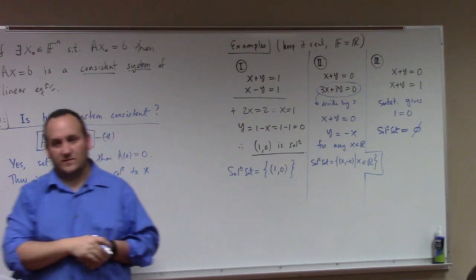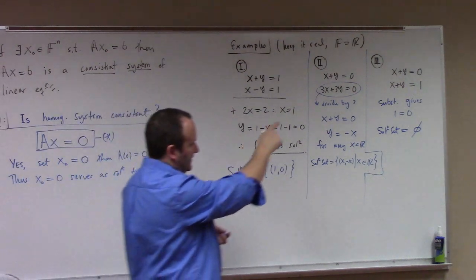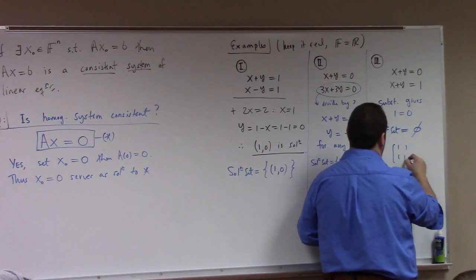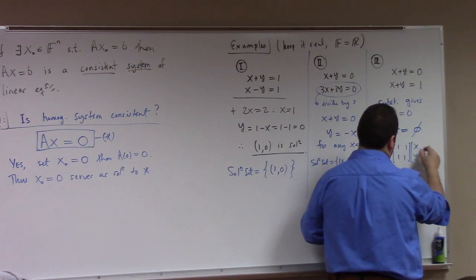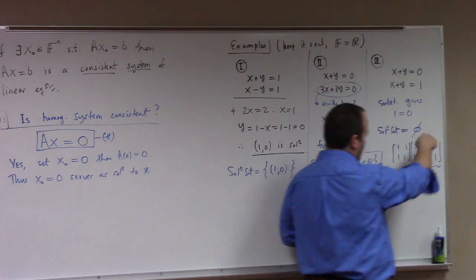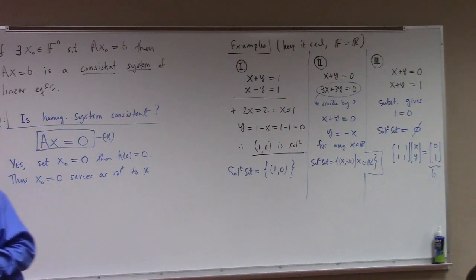Is this a homogeneous system? It better not be, right? And it's not, is it? What does the system look like in matrix form? It looks like this: [1, 1; 1, 1] times (x, y) equal to (0, 1). So as you can see, the inhomogeneous term, (0, 1), is non-zero. This is not a homogeneous system, okay?